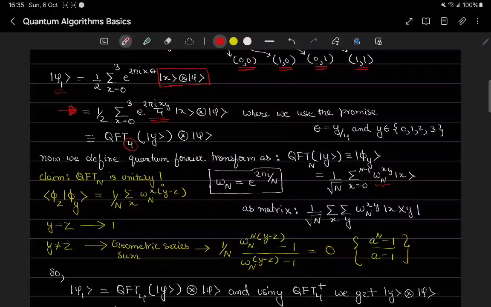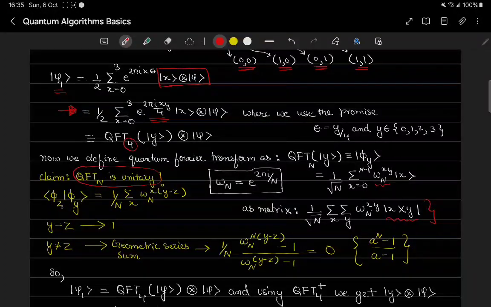So this is simply an operation which is a unitary operation. To see this, one just has to prove that any two columns of this matrix that I can form are orthogonal to each other, and each column is also normalized. So let's try to prove that. As a matrix it looks like this: you have omega n power xy. And now the claim is it is a unitary operation. So QFTN is a unitary operation, is the claim.